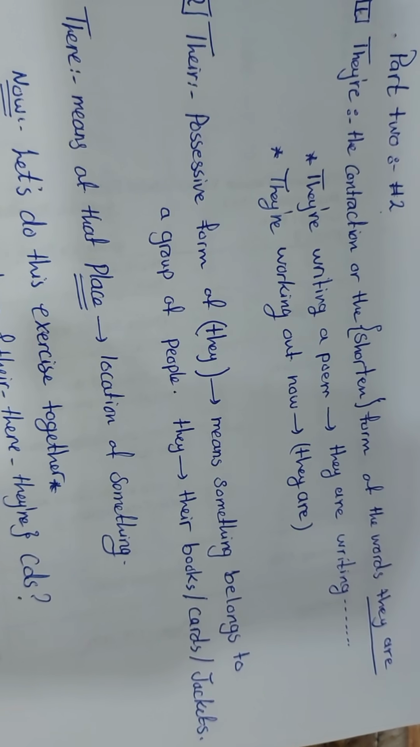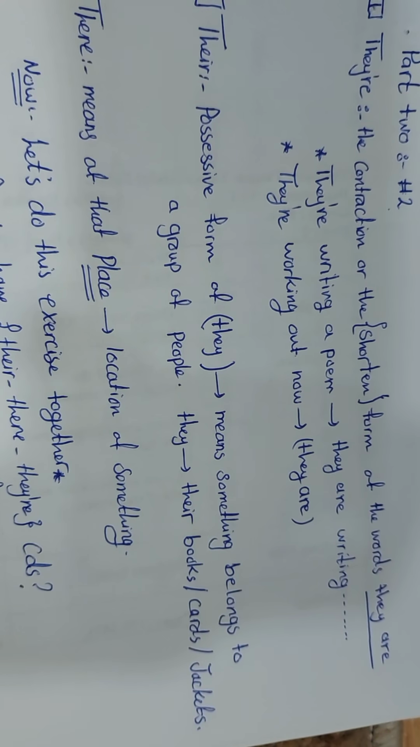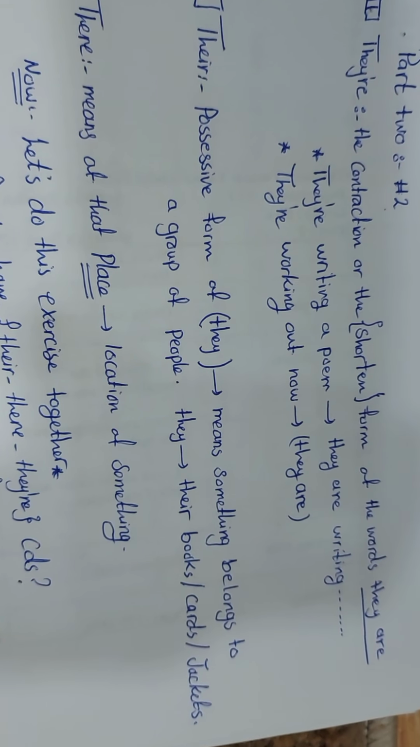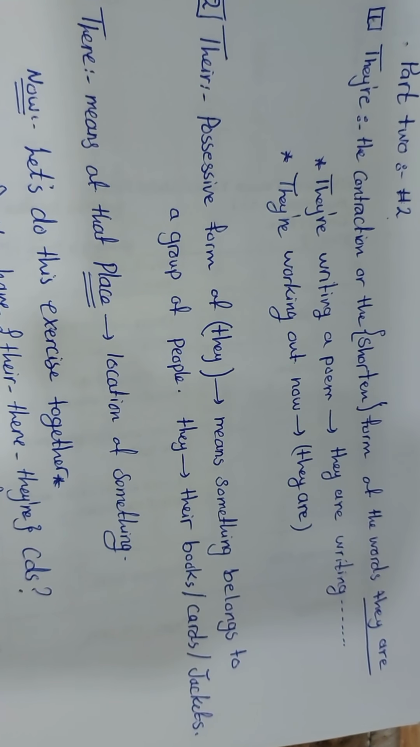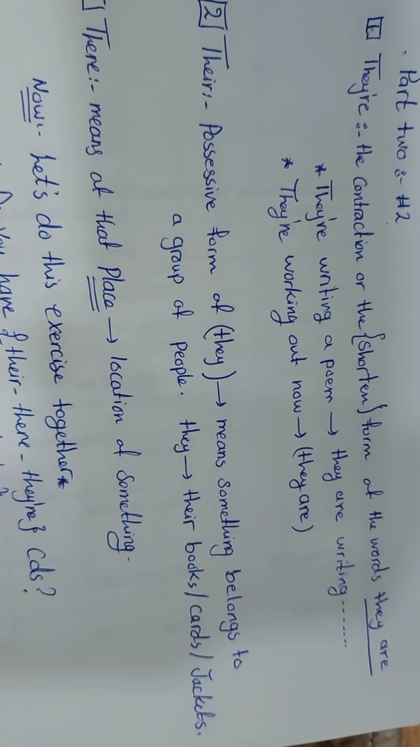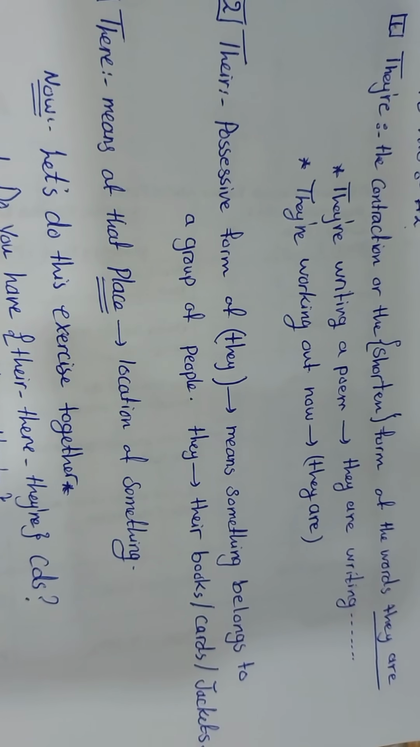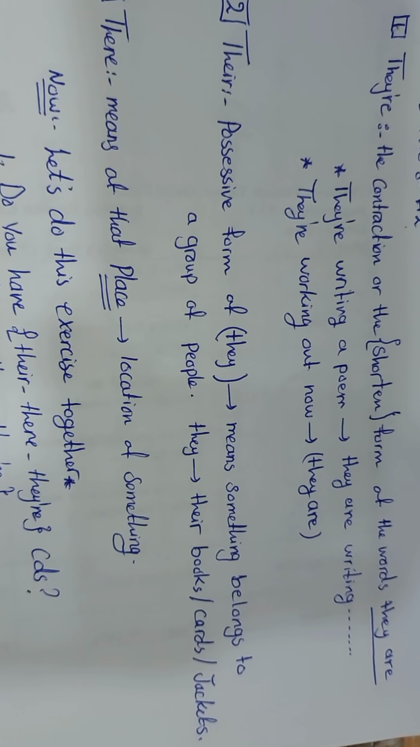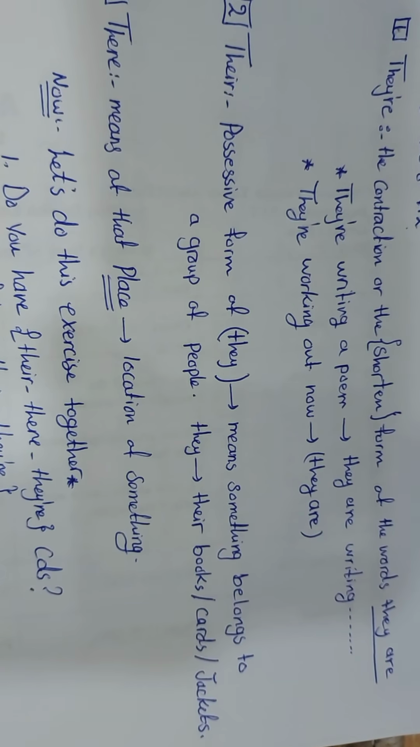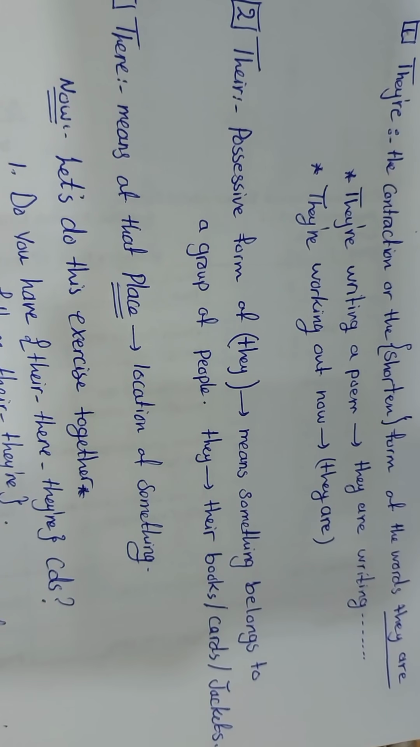It means in English, instead of using or writing two words, we can abbreviate these two words and use them as one word. Here, as an example, we're using "they're writing a poem," which means they are writing a poem. Or as you see, an example for "they're working out," which means they are working out. Then the second, their, is the possessive form of they.